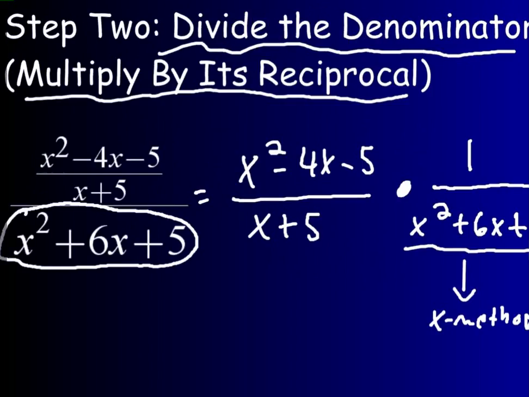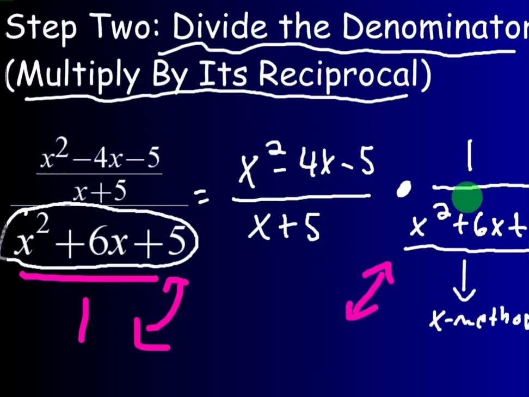Step 2 is to keep, change, flip, or multiply by the reciprocal of the denominator. Now here's why I did this, because the denominator is not a fraction, but the reciprocal of anything that's not a fraction is 1 over that thing, okay? One way to see that is I could write the bottom over 1, and then you can see that when you flip that, it becomes 1 over that. So that's why I did this example, for you to understand that the reciprocal of a non-fraction is 1 over whatever that expression is, okay?